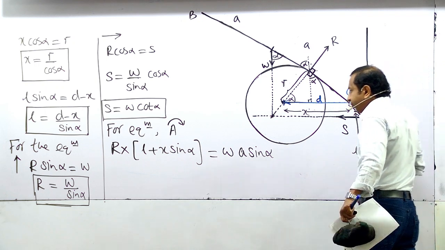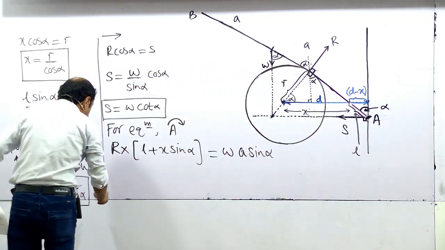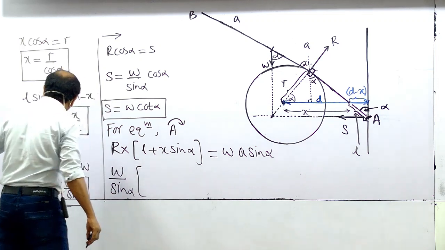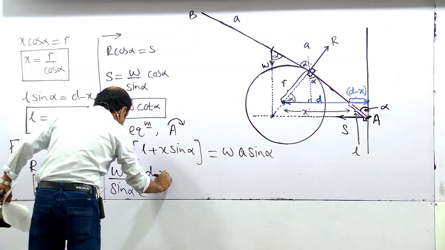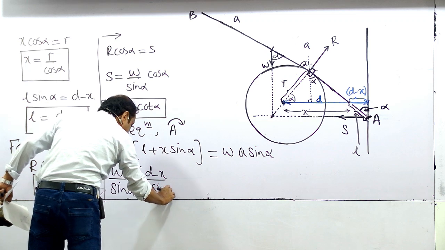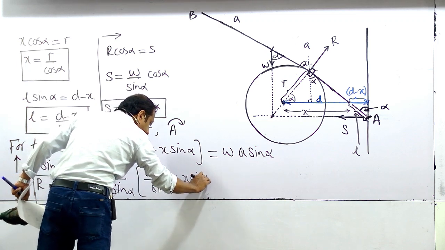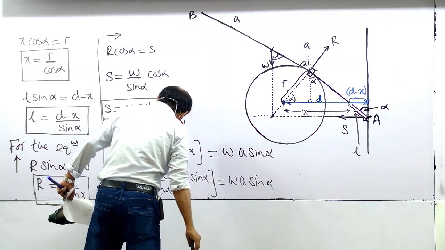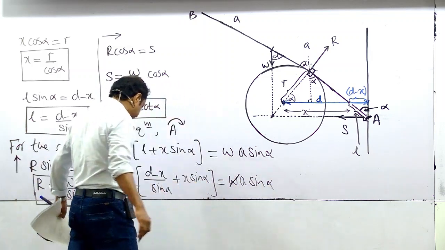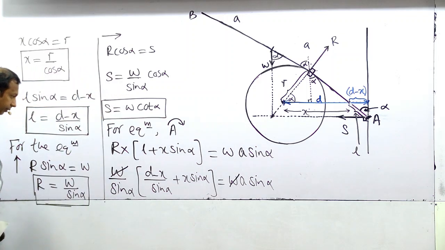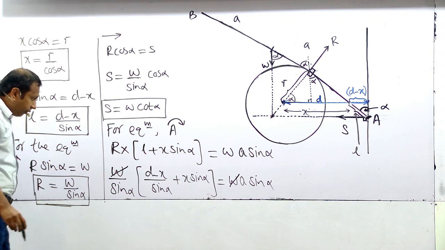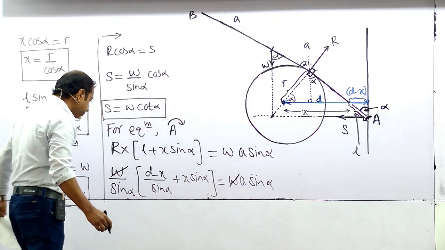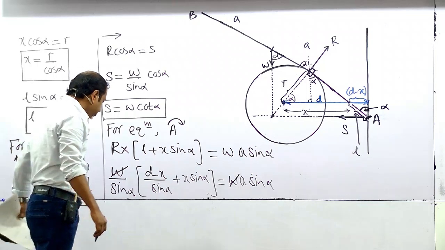Right. Now substitute for R. W over sin alpha, L is d minus x upon sin alpha, plus x sin alpha, equals W a sin alpha. W you can cancel. Right. This sin alpha you can bring to the right by using cross multiplication. Right. Then I'll write that here.